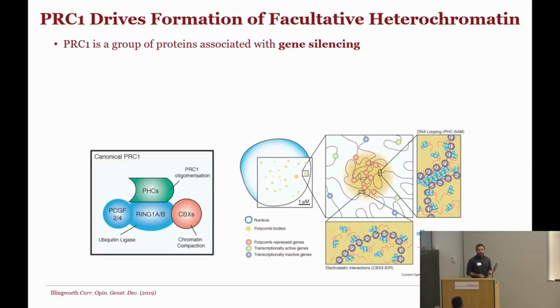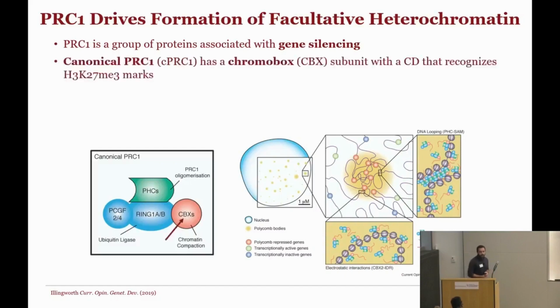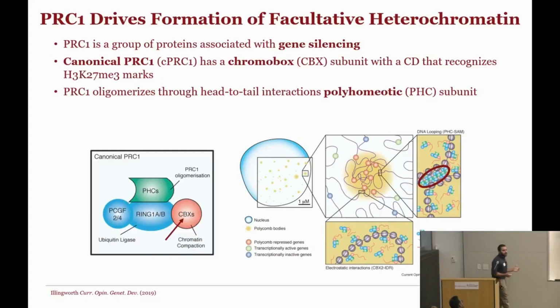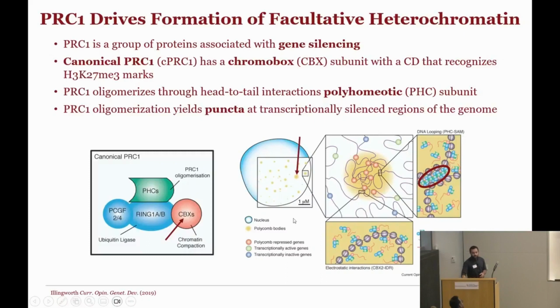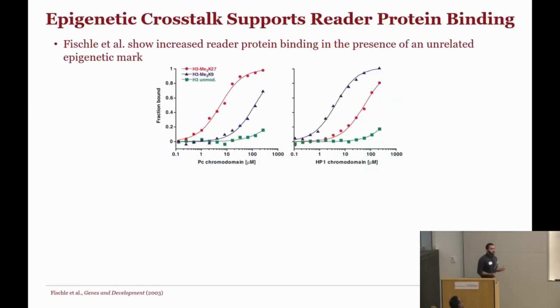This epigenetic mark is H3K27me3. So the PRC1 readers have a chromodomain similar to HP1, which preferentially binds H3K27me3 marks. And then PRC1 also has a mechanism for interacting with other PRC1s in spatial proximity. So these are head-to-tail interactions at the PHC subunit. And as a result of these interactions, we see puncta form around transcriptionally suppressed regions of chromatin, which tend to be rich in H3K27me3 marks. So there seems to be some sort of cross-interaction between these two epigenetic marks.